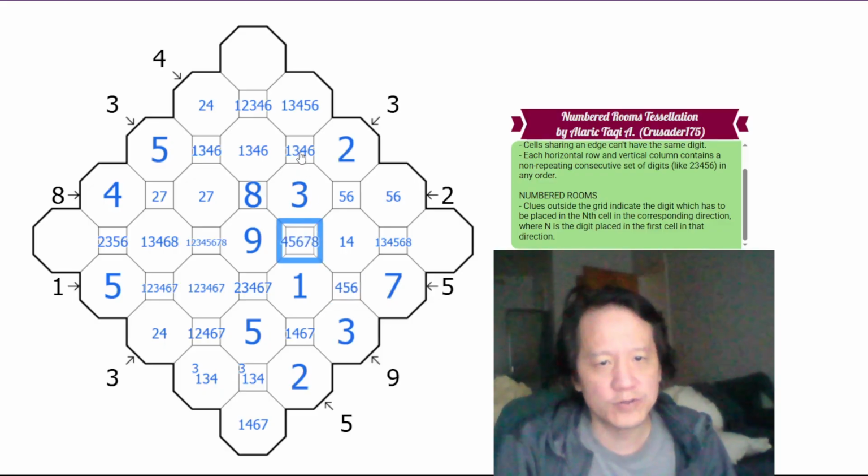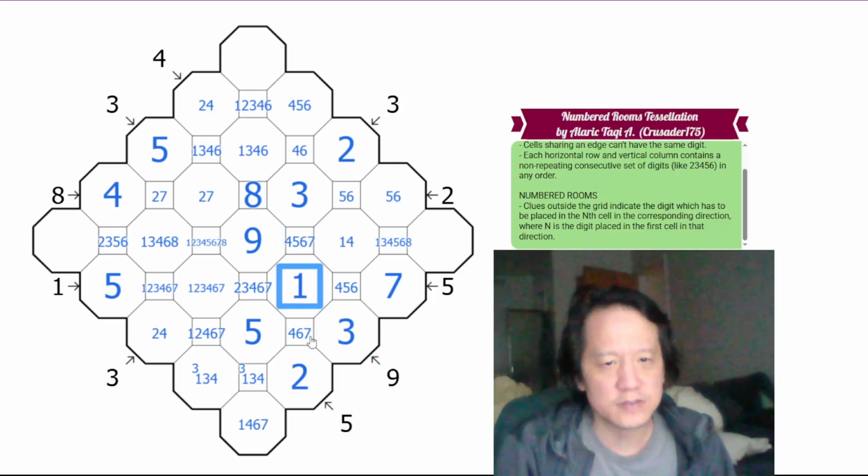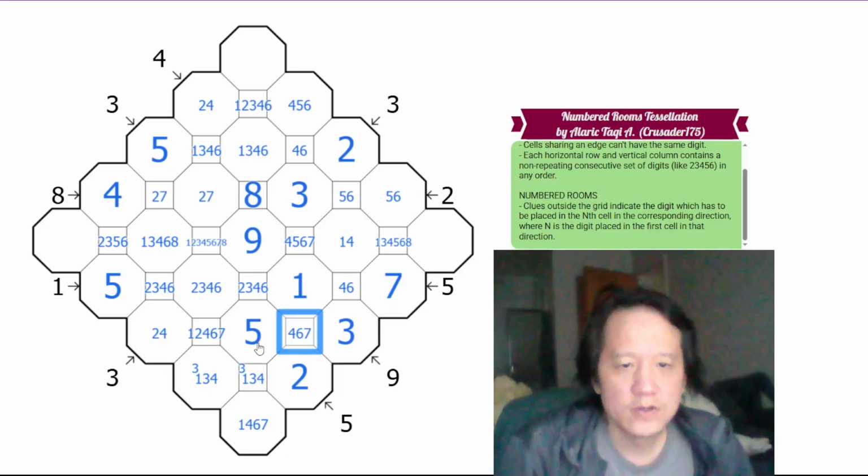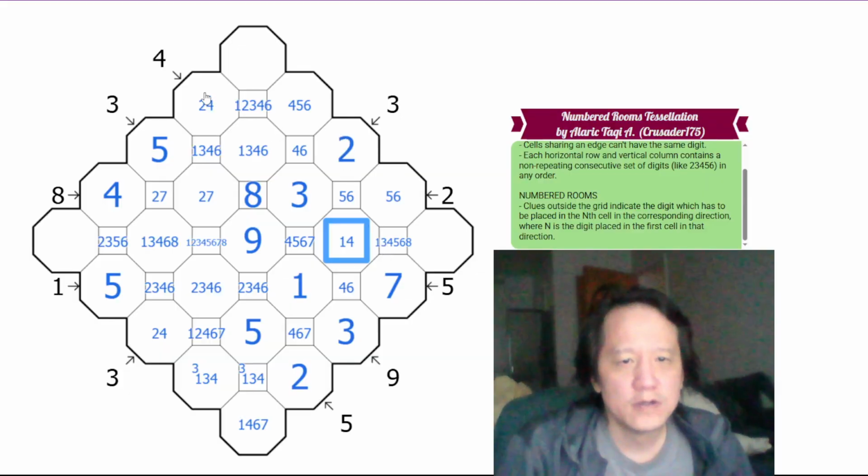These can't be 1 or 3. No 1 or 3, no 1. This cannot be 8 because this is a 1 here. So you have 1 through 7 here. This can't be 7, no 5, no 1 or 7. Okay, this is 3 and 5 here. That's fine. 4 could be in 2 or 4.